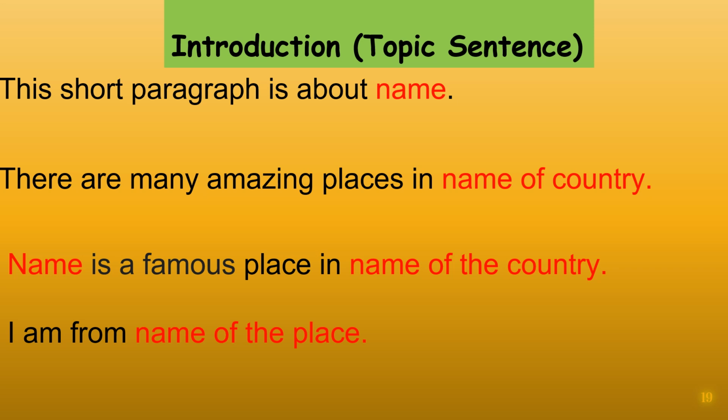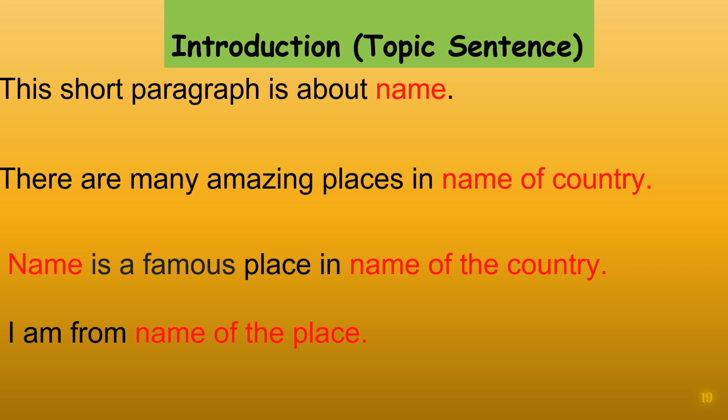Now, let's take a look at some topic sentences. You can say, this short paragraph is about Oman, or this short paragraph is about Muscat. There are many amazing places in Oman. And then you write the name of the place you are describing and you continue. Muscat is a famous place in Oman, or Salalah is a famous place in Oman, or I am from Nizwa, and then you can start describing it. So you can use any one of the topic sentences depending on what place you are describing.